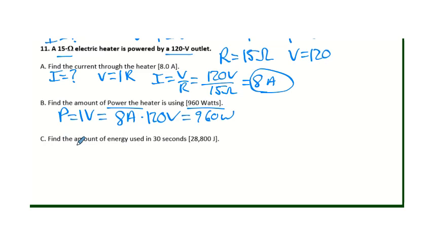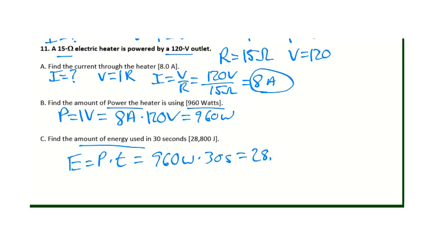And the last problem, find the amount of energy used in 30 seconds. So energy is equal to power times time. In part B, we found power to be 960 watts, and our time was 30 seconds. So what do we get when we do 960 times 30? We get 28,800 joules. So that's the amount of energy, 28,800 joules. So that concludes the introduction to Ohm's law, the power equation, and energy is equal to power times time.